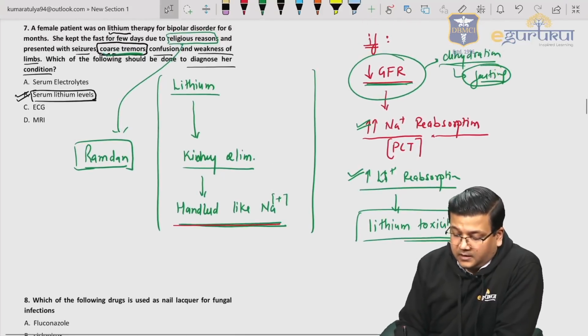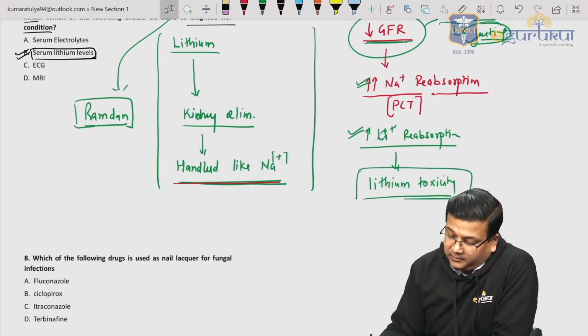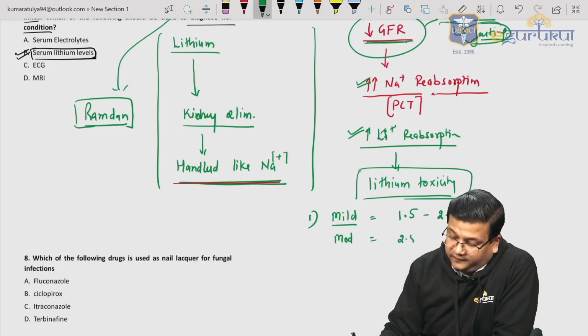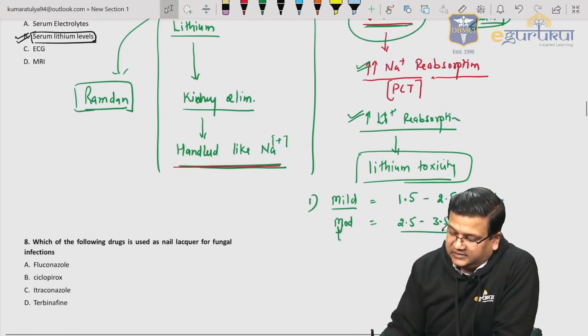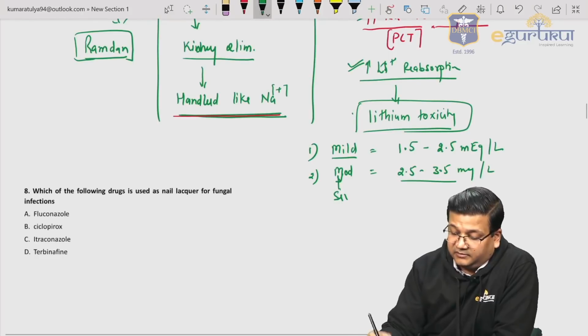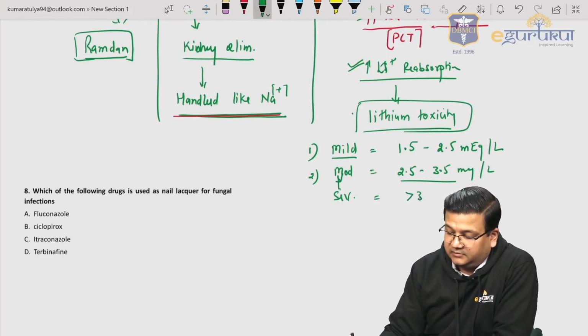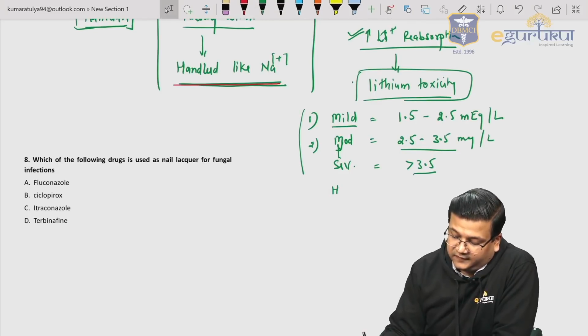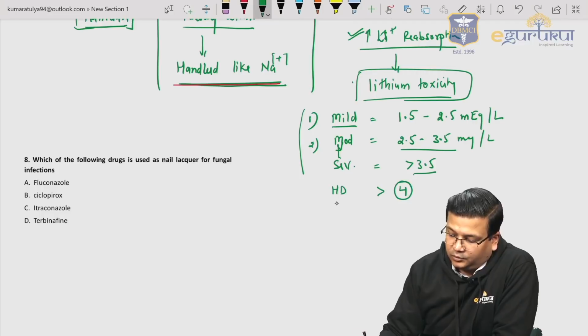Now what else should we know? Lithium toxicity: what blood levels of lithium should we keep in mind? So remember, mild toxicity of lithium is 1.5 to 2.5 milliequivalent per liter. Then moderate, you just increase by 1, 2.5 to 3.5 milliequivalent per liter, and above that there would be severe toxicity. Severe toxicity would result when serum lithium levels go above 3.5. Then you will have to perform hemodialysis. For hemodialysis, the cutoff level which is usually taken is blood levels above 4 milliequivalent per liter.